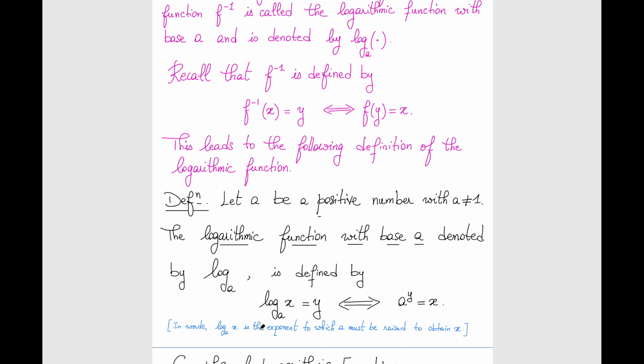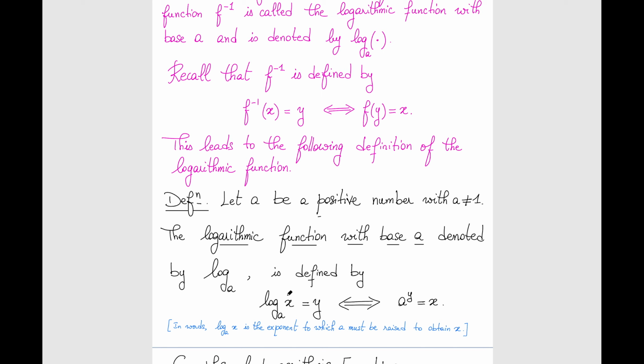Let's make sense of it. Look at this part, log base a of x. If you call this guy y, what does y have to verify? Well, y is the guy that you place as an exponent to the base a in order to get the x that sits here. Make sense? One more time.